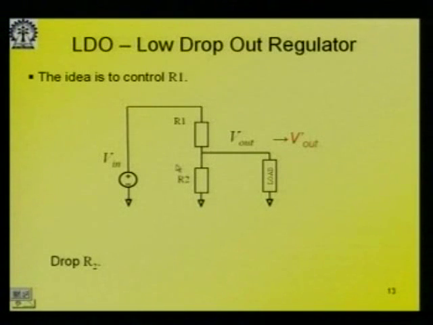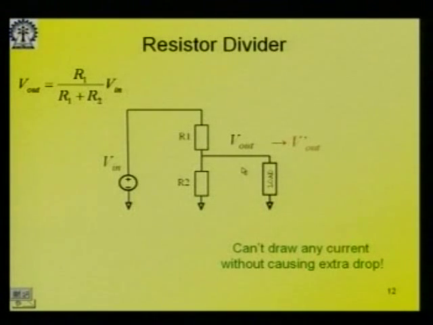Another thing that happens is that there will be a lot of losses in these two resistors, R1 and R2, right.